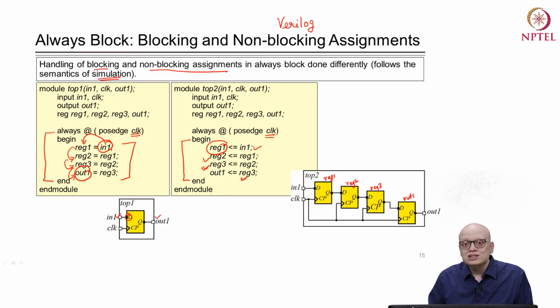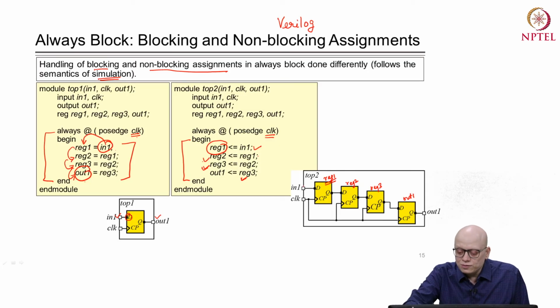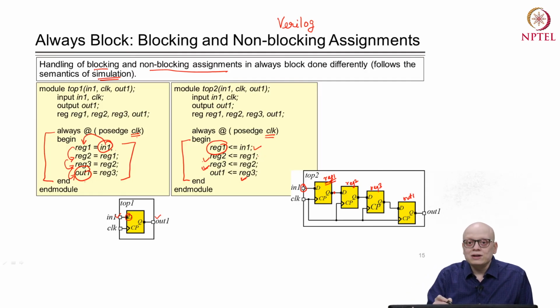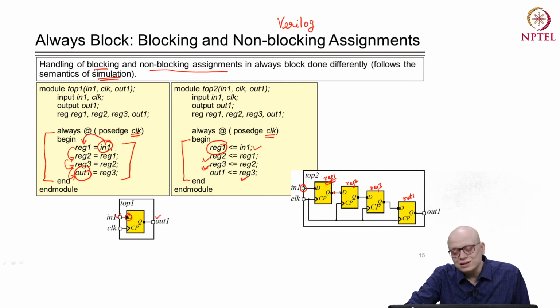So, 4 registers will be created in this case, and whatever the value of in1 is, that will be assigned to reg1, but it will be assigned when the clock edge comes. What was the current value of reg1 will be assigned to reg2, and so on. So, this is how it will be synthesized.